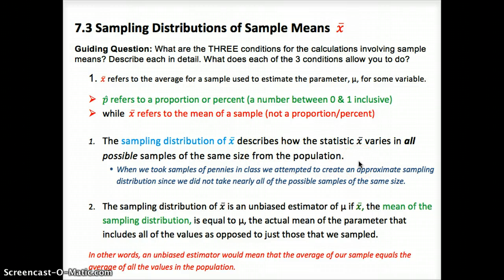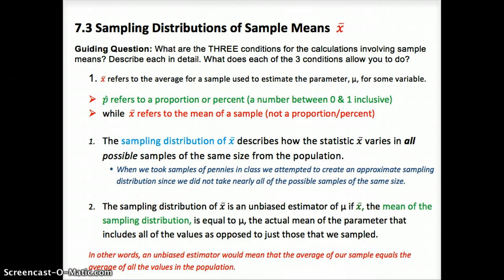So just as before, the sampling distribution of X bar is going to describe how it varies in all possible samples of the same size from the population. So keep in mind, we've talked in class, that's a lot of different samples in many cases. If you're taking a sample size of 5 from 36, as we did with the cards in class, there were an incredible number of combinations that would represent the sampling distribution. When we calculated it, we found there were 376,992 ways to choose a sample there, and that all of those points would be involved in the sampling distribution.